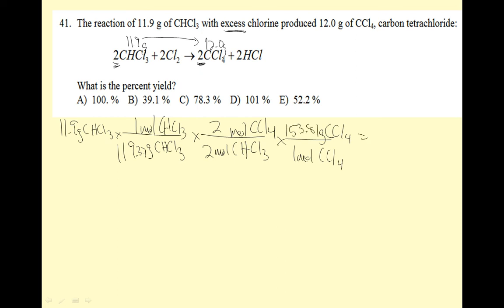So clear. 11.9 divided by 119.37 times 2 divided by 2 times 153.81 is 15.3. Yeah. So my percent yield is my actual yield, 12, divided by 15.3. So clear. 12 divided by 15.3 equals 78%. Please be there. Woohoo! My calculator says 78.4.